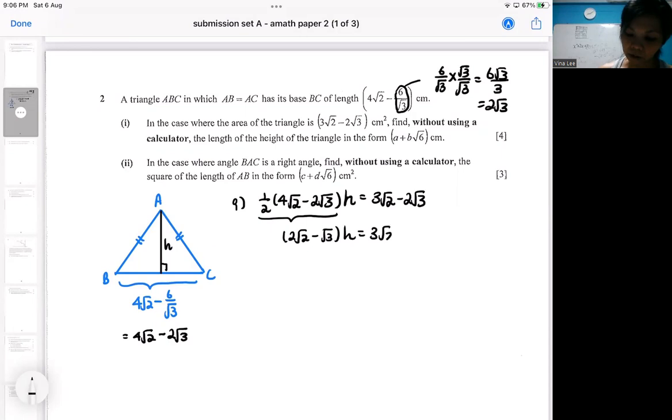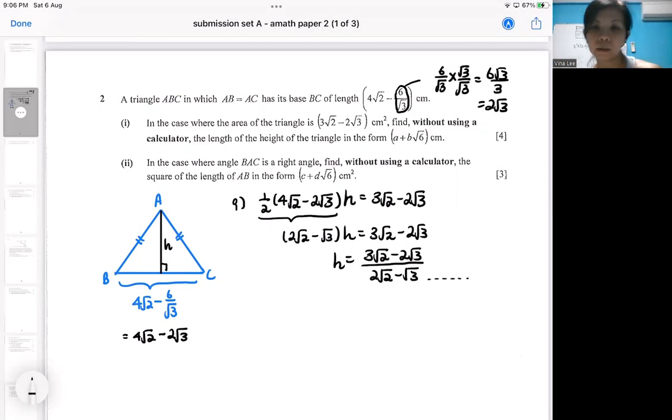And how am I going to get the height? I just need to divide over and rationalize. And you carry on to rationalize. Okay, I will not show the rationalizing. You give it a try yourself. That will be a lot easier already.